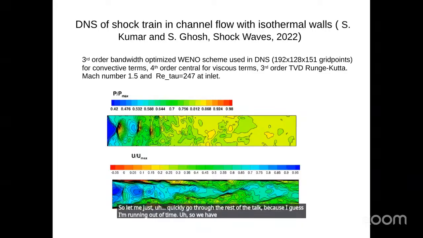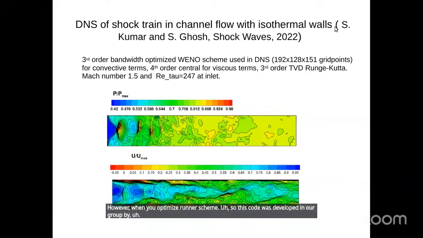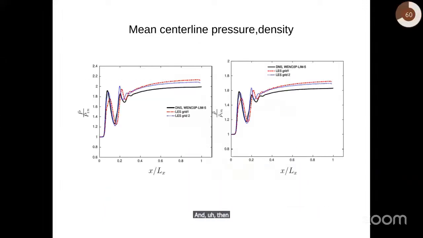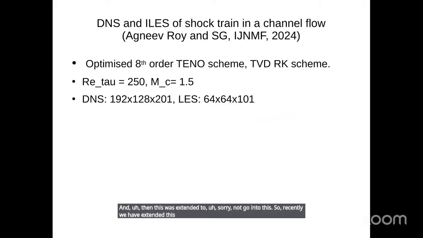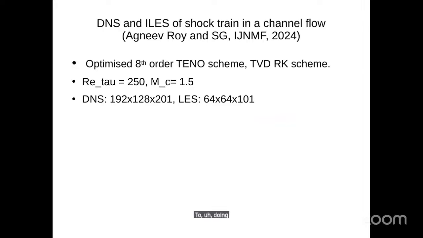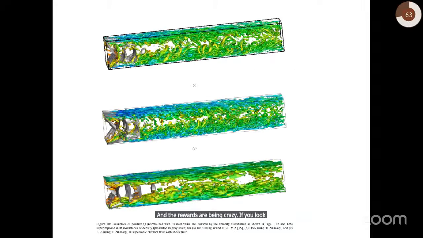We have recently been able to do shock train simulations in channel flows using a third order bandwidth optimized WENO scheme. This code was developed in our group by Sandeep Kumar, who was my second PhD student. I'll not go into this. Recently we have extended this work to DNS and implicit LES of shock train in channel flow using a high order TENO scheme, a targeted TENO scheme. These are very state-of-the-art shock capturing schemes which we have included in our code, and the results are very encouraging if you look at this.